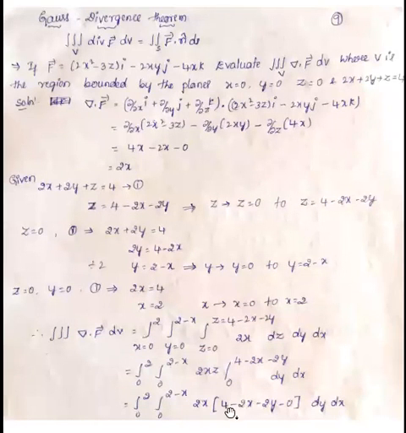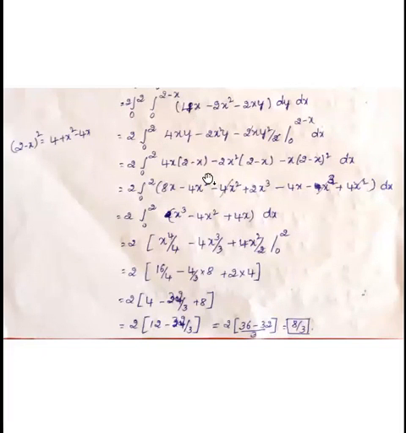Simplify. 2 is a constant, take it outside. Integral from 0 to 2, integral from 0 to 2 minus x. Here x into 4 is 4x, x into 2x is 2x², x into 2y is 2xy, right? So 4x minus 2x² minus 2xy, dy dx.